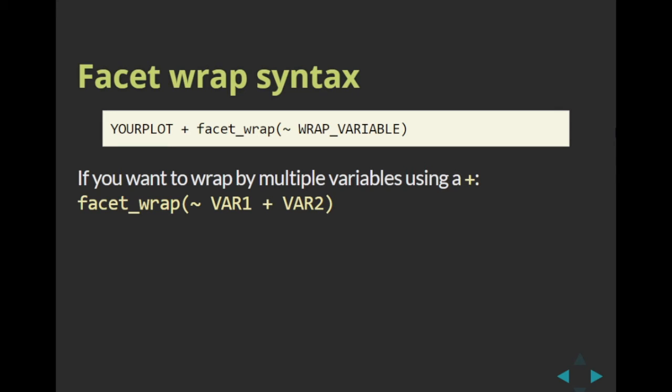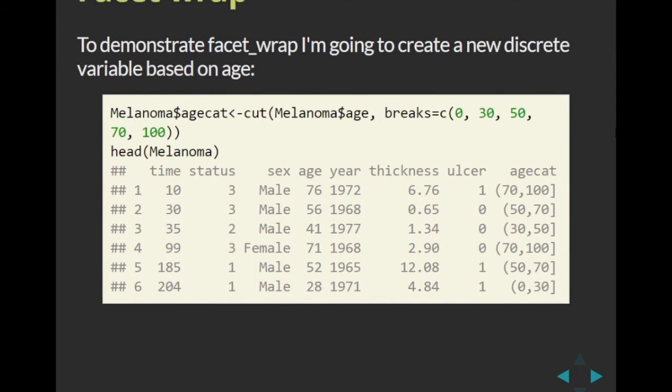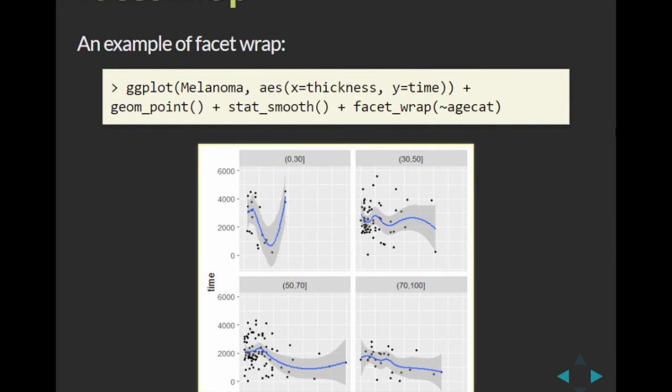So here I'm going to show you how I cut my age variable. If you're familiar with R, this should be straightforward. I'm cutting it up into 4 categories so I can give you a better example. And then I'm going to use this age cut as my facet wrap. So there we go, facet wrap, tilde, age cat.